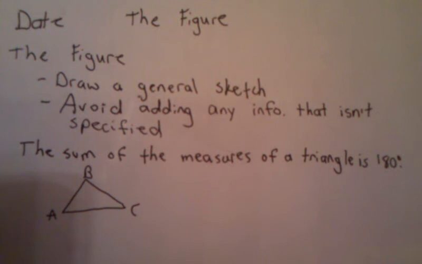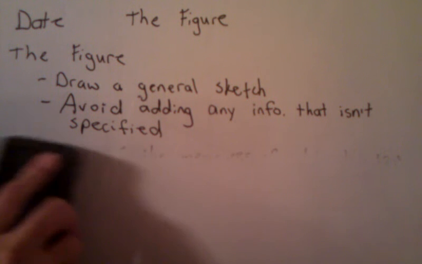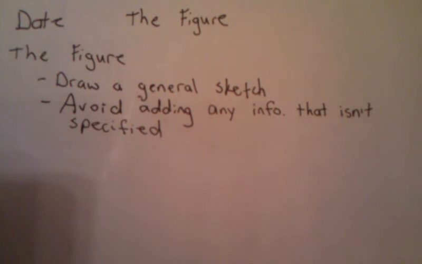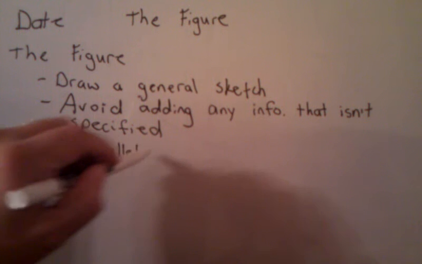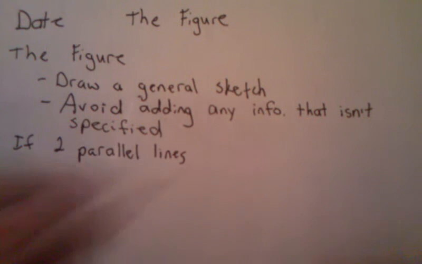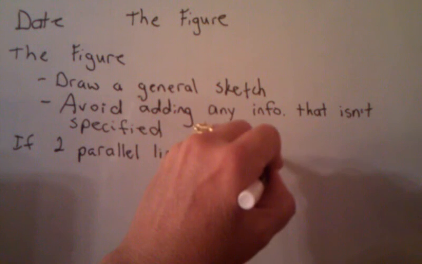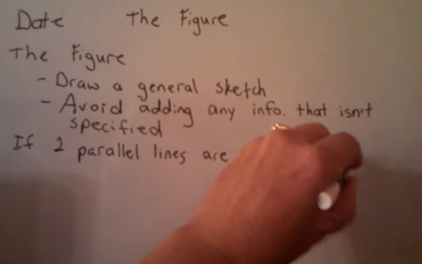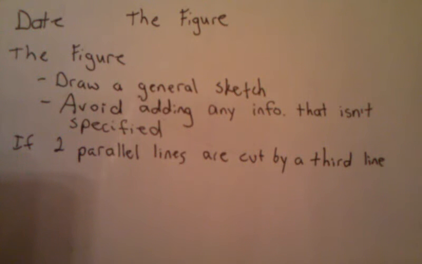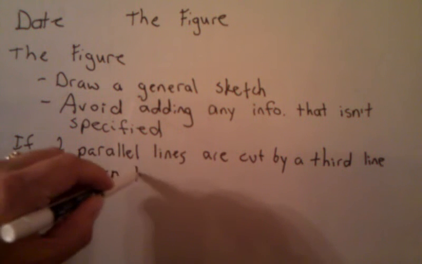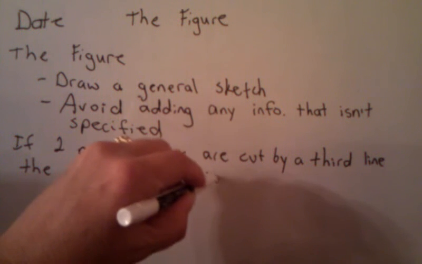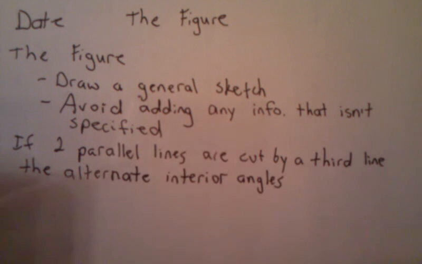Let's try another one. Let's say it says, if two parallel lines are cut by a third line, the alternate interior angles are equal.